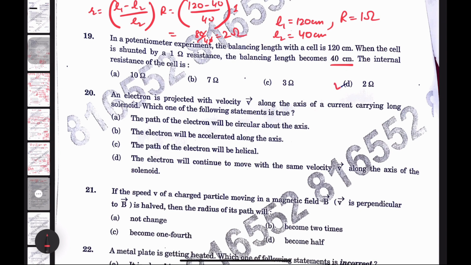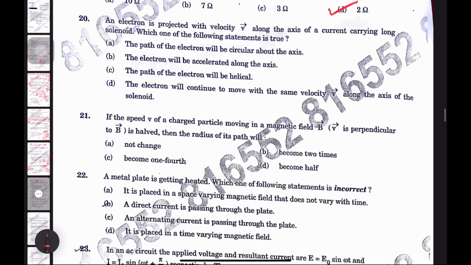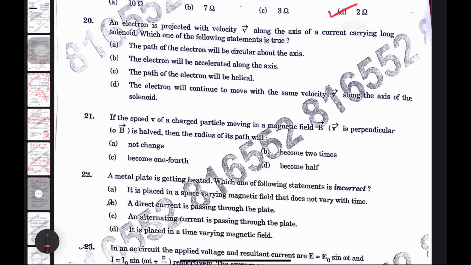So the internal resistance of the cell is 2 ohm, that is D is the correct option. An electron is projected with velocity v along the axis of the current carrying long solenoid. If we are having this long solenoid and the electron is moving along the axis of this long solenoid in this direction, which of the following statements is correct?